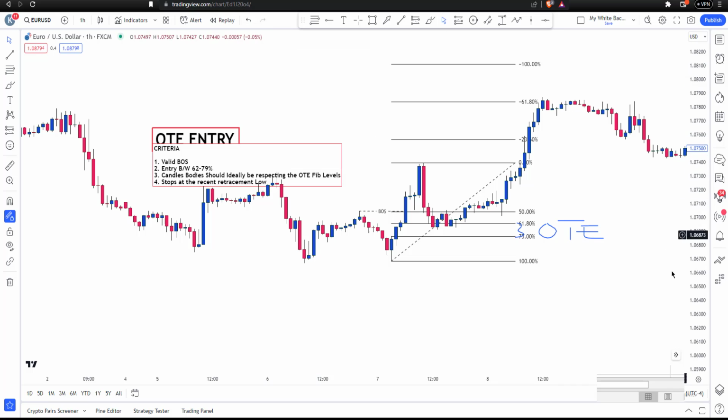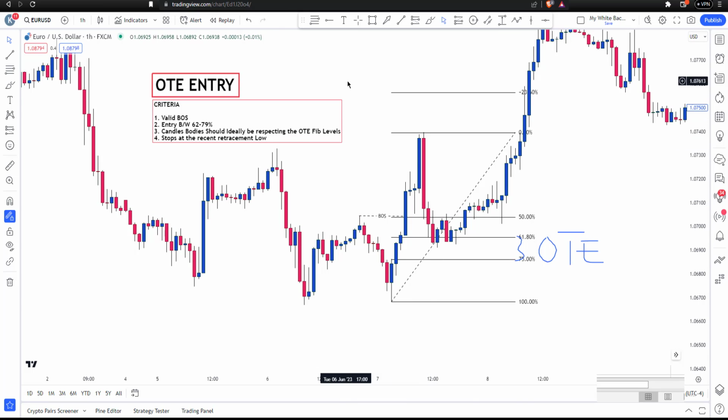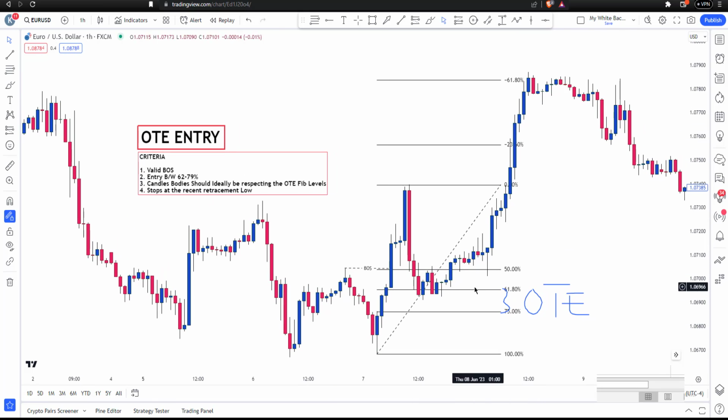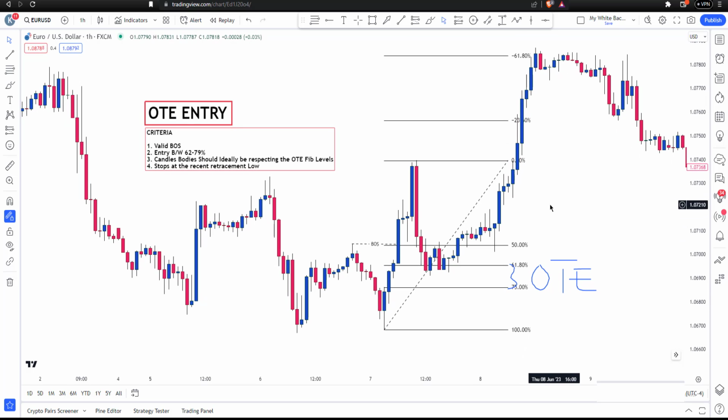So right here, what optimal trade entry is saying is that you want to take the trade from this place, 61.8 to 79% of the retracement.